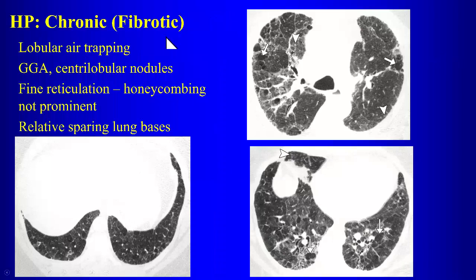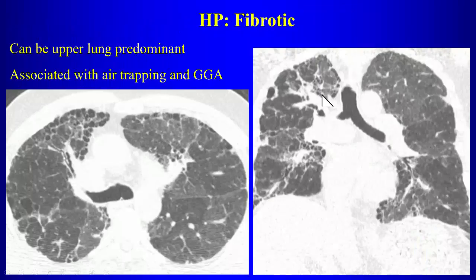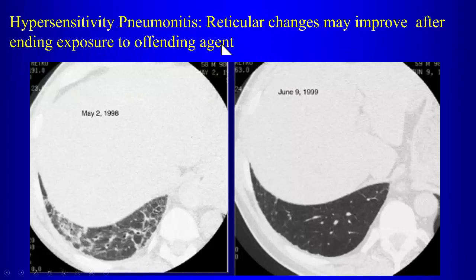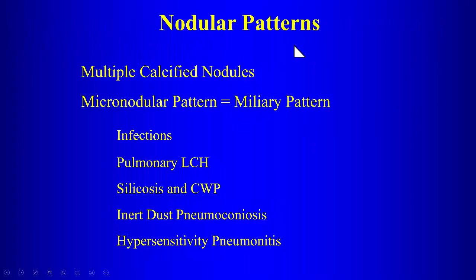And then with the fibrotic stages, there we will have pronounced air trapping mixed in with architectural distortion in regions of fibrosis. When we have chronic hypersensitivity pneumonitis, there's a relative sparing of the lung bases. And it can be upper lung predominant, okay? The fibrosis can be upper lung predominant with hypersensitivity pneumonitis. And then even the reticular changes sometimes, if they're treated, may improve after proper treatment, okay?